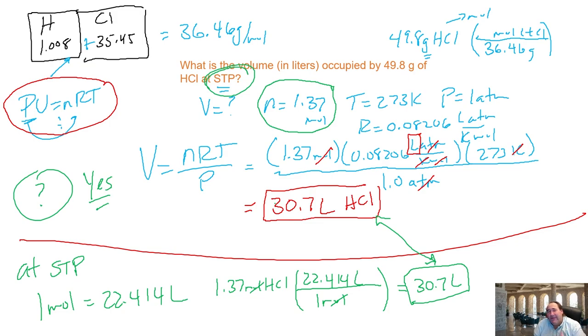If you don't want to deal with that conversion, not a big deal. You just put the numbers into the ideal gas law like we just did on top, and you get the same answer. So once again, the ideal gas law could be used in any conditions. That conversion at the bottom, though, can only be used at STP conditions. Do not use it in other situations.